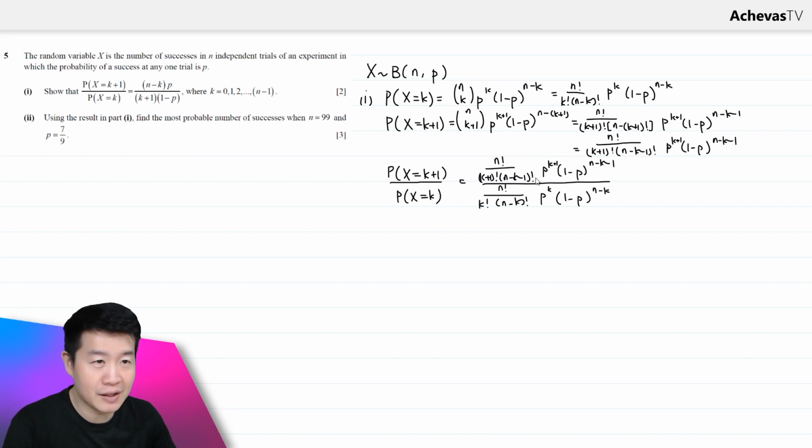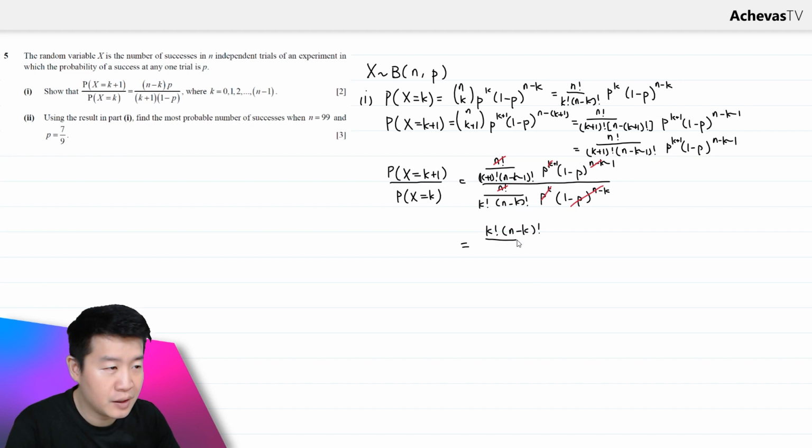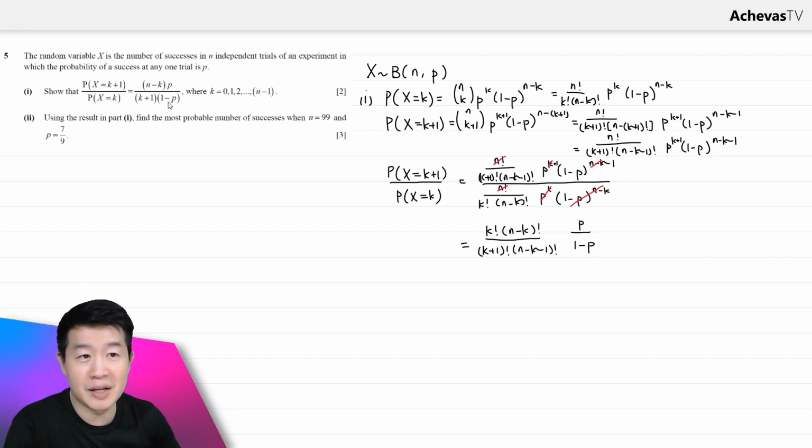And now it is time to simplify this so that hopefully I can get something like this. There are some terms that we can already cancel away. For example, n factorial can be cancelled away. Then p to the power of k and this p to the power of k can also be cancelled away. And 1 minus p to the power of n minus k, this n minus k we can also cancel away. Let me just write down the slightly simplified version first, okay? If I were to flip it up, I will have k factorial, n minus k factorial, divided by k plus 1 factorial, then n minus k minus 1 factorial. And we will have p, 1 minus p to the power of minus 1, which will be p over 1 minus p, which is pretty good because I have a p over 1 minus p here. We're on the right track.